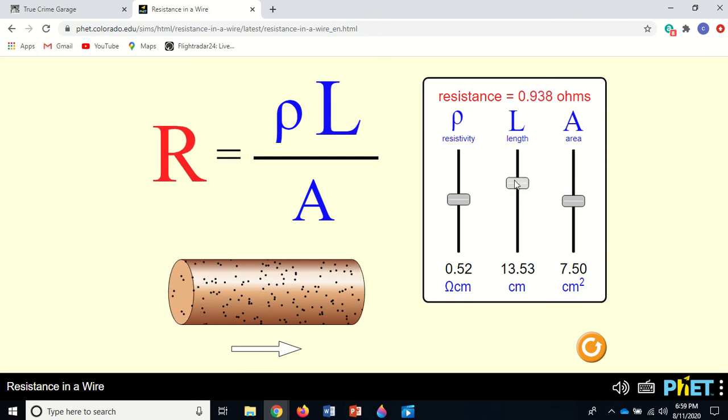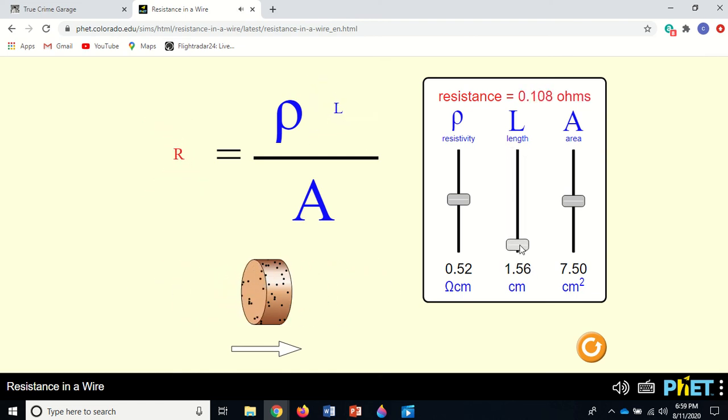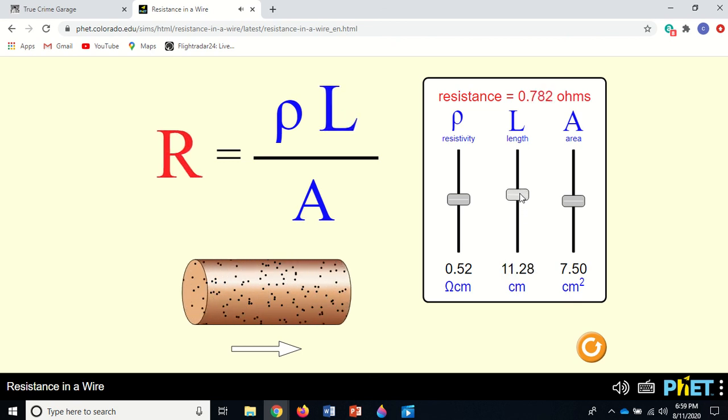Slide up. Resistance goes up as length goes up. Resistance goes down as length goes down. Well, look at it this way. The electrons have to go from here to here, okay? So that's going to be the resistance they're going to.